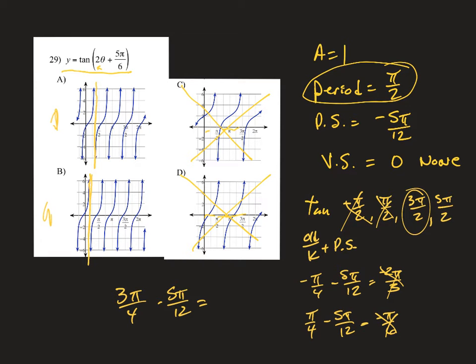And that's going to be 3 pi over 12 minus 5 pi over 12. That's going to be, what did I say this was, 9? 9 minus 5 is 4. 4 pi over 12, which is pi over 3.